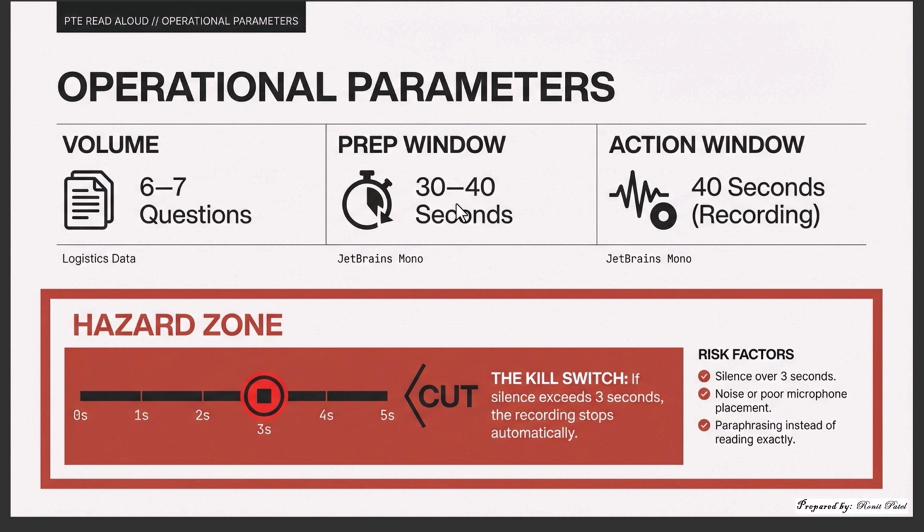The text length stays around 60 to 70 words approximately. It can increase or decrease, which means the exam is testing quality of speech, not quantity.